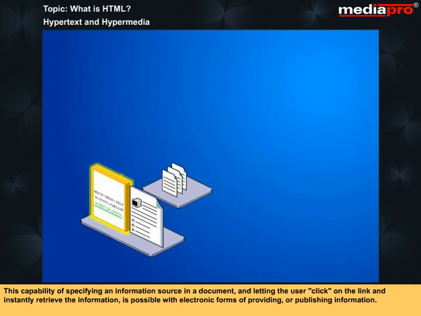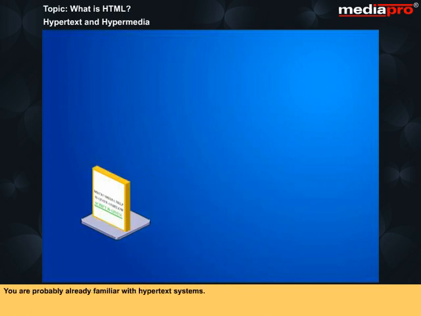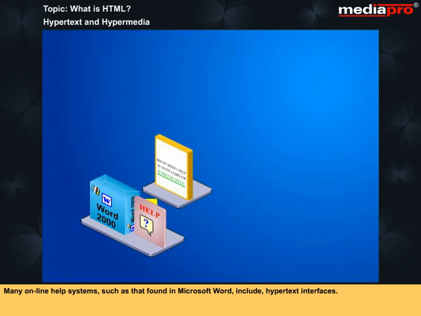This capability of specifying an information source in a document and letting the user click on the link and instantly retrieve the information is possible with electronic forms of providing or publishing information. You are probably already familiar with hypertext systems. Many online help systems, such as that found in Microsoft Word, include hypertext interfaces.